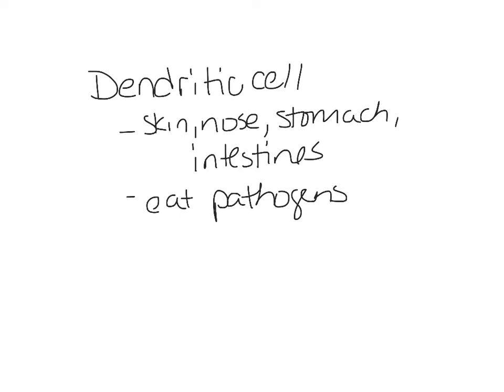They're going to get back in the blood, and they're going to travel all the way to the spleen or the lymph nodes, and they're going to give their intel, their information, to the spleen and to the lymph nodes so that they can start an immune response. Okay, so they pass intelligence.